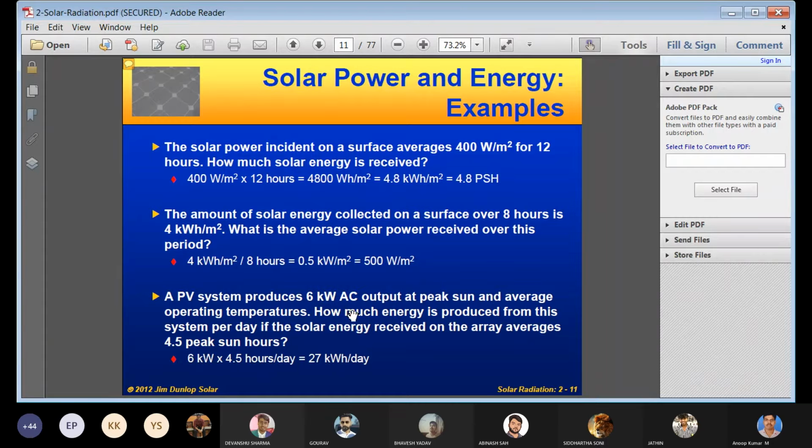Okay, a PV system produces 6 kilowatt AC output at peak sun and average operating temperature. How much energy is produced from this system per day if the solar energy received on the array averages 4 peak sun hours? So 6 kilowatt for 4 hours means 24 kilowatt hour per day.